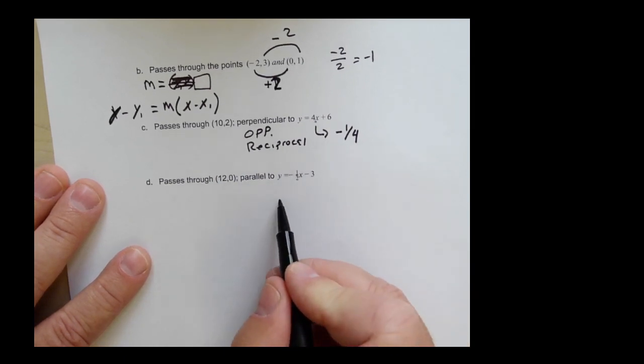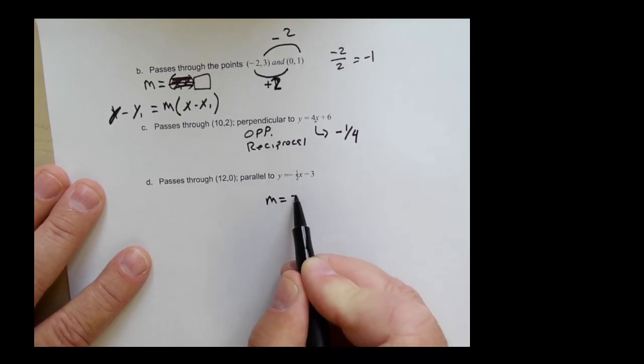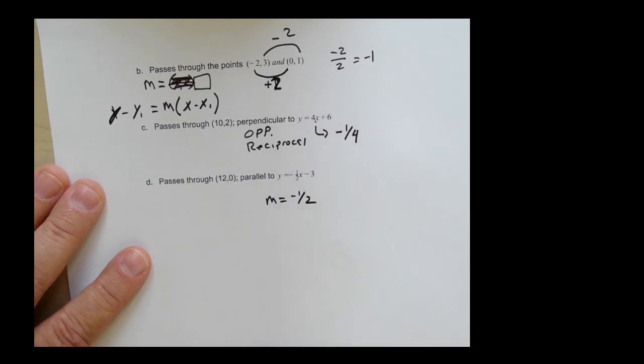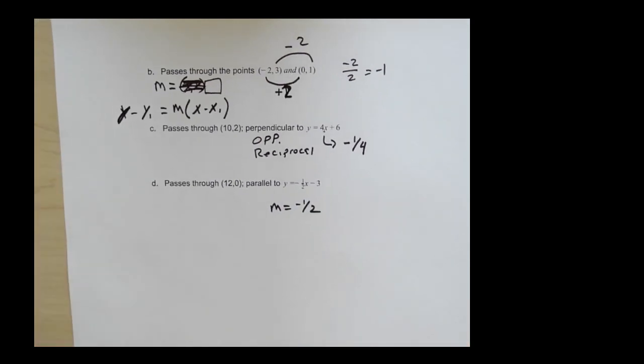Here, slope is going to be -1/2. It's the same slope when they're parallel lines. So that's something you want to have in your notes too. So look at the answer key on those. And I'm going to do one more with you.